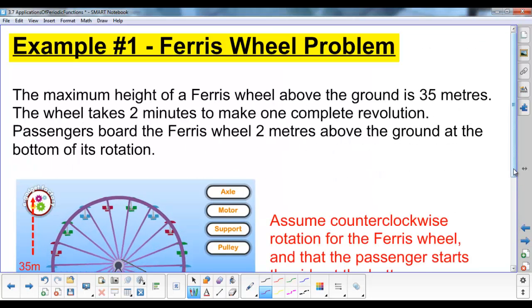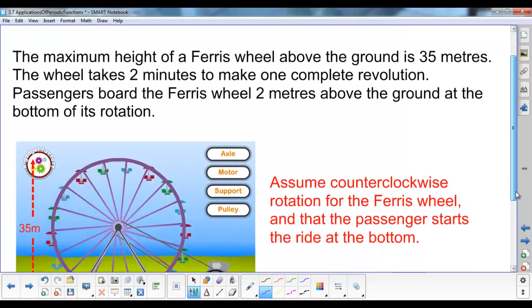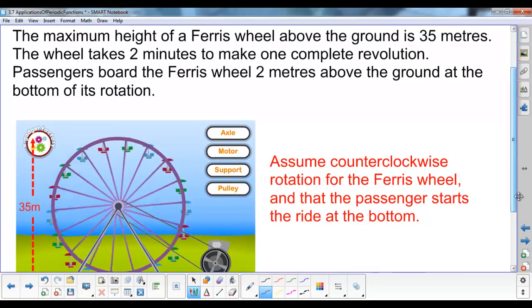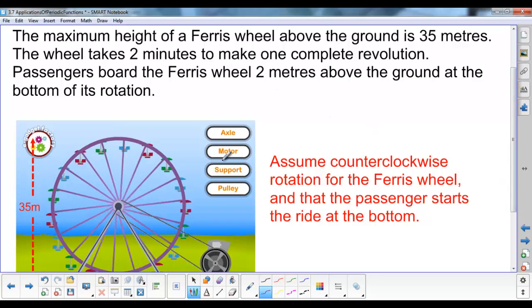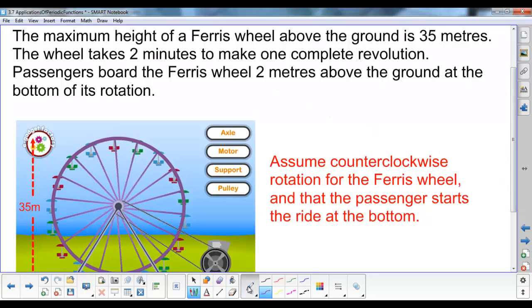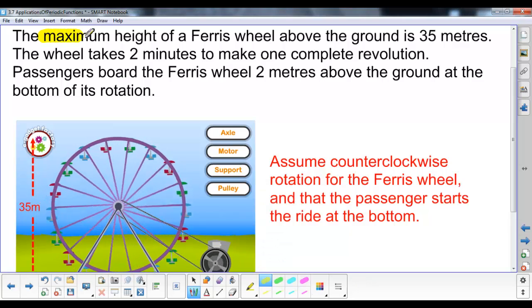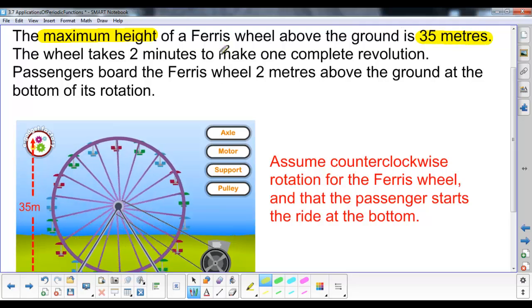So the first example we have here is the Ferris wheel problem. We're going to read through the question and highlight some important points. It says the maximum height of the Ferris wheel above the ground is 35 meters. So that's a max point. That's important to us, so I'm going to highlight that. Maximum height is 35 meters.